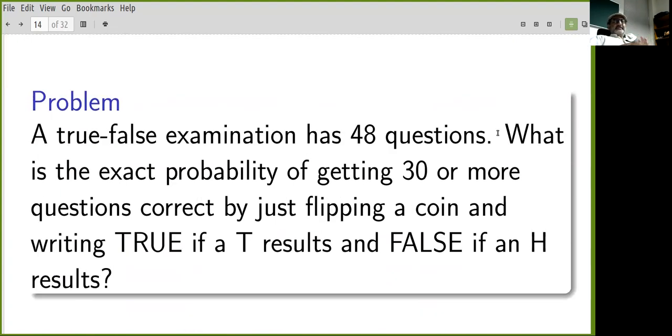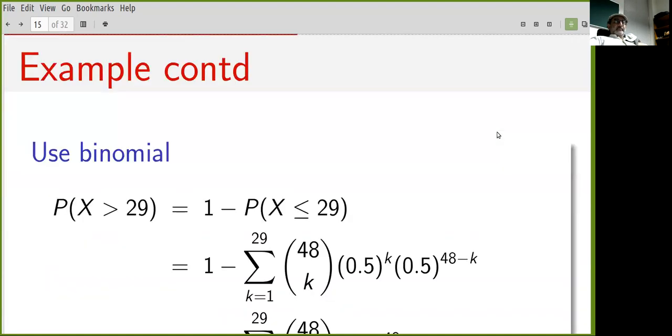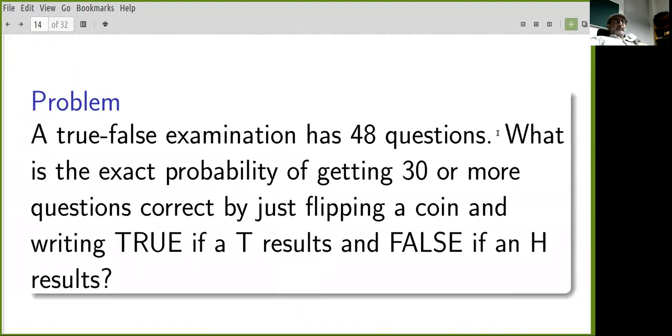Okay, so there's a true-false test. It has 48 questions. What's the exact probability of getting 30 or more questions correct just by flipping a coin and writing true if you get a T, and false if we get an H? Well, so probably getting 30 or more.